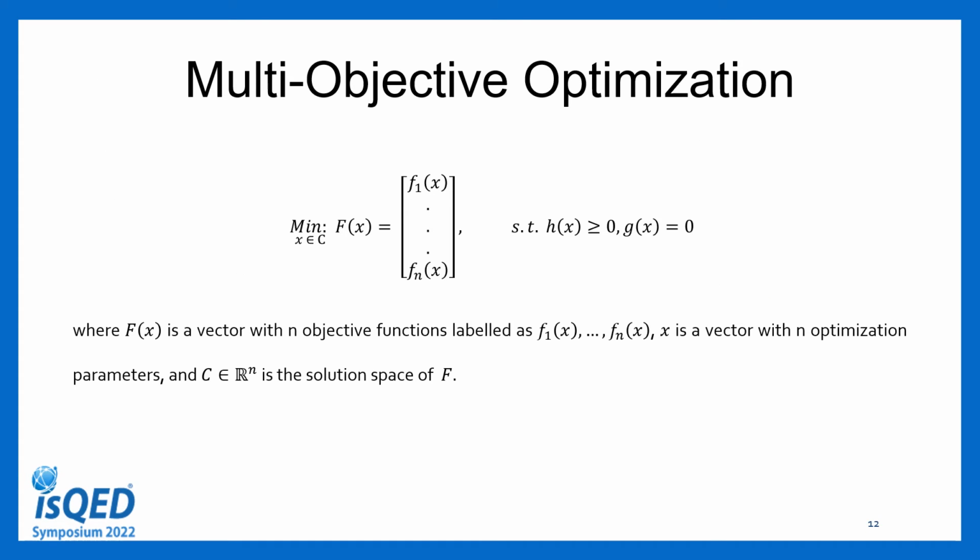In some situations, we want to optimize different objectives of the circuit at the same time. So we use multi-objective optimization methods. The mathematical formulation of multi-objective optimization is shown here, where f(x) is a vector with n objective functions and x is a vector with n optimization parameters.